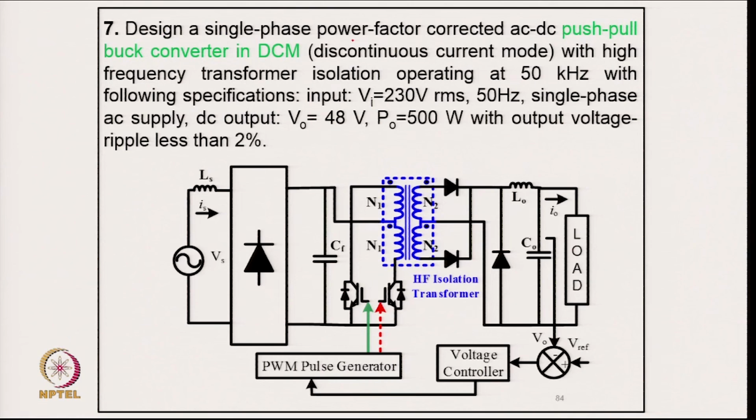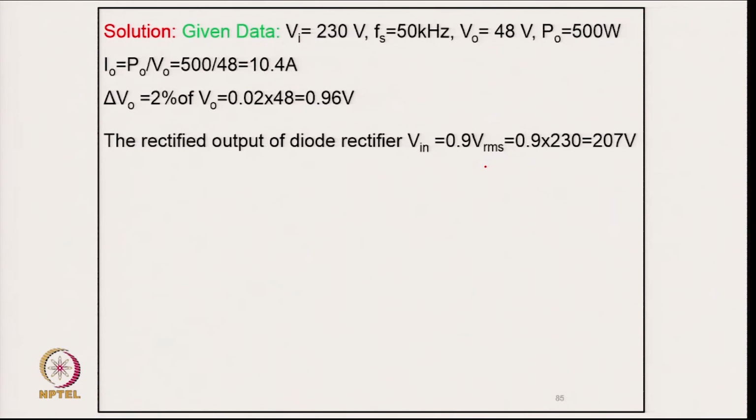So, coming to example 7, design a single phase power factor corrected push pull buck converter in DCM with a high frequency transformer isolation operating at 50 kilohertz, input voltage 230 volt, 50 hertz single phase AC supply, output of 48 volt and 500 watt, with the output voltage ripple less than 2%. Since it is DCM, we have to design this inductor in the DCM conduction mode. So, given data: input voltage 230 volt, switching frequency 50 kilohertz, output voltage 48 volt and typically 500 watt, and we can find out the output current from P upon V, output power divided by output voltage. So, 10.4 ampere, and voltage ripple of 2% of 48 volt.